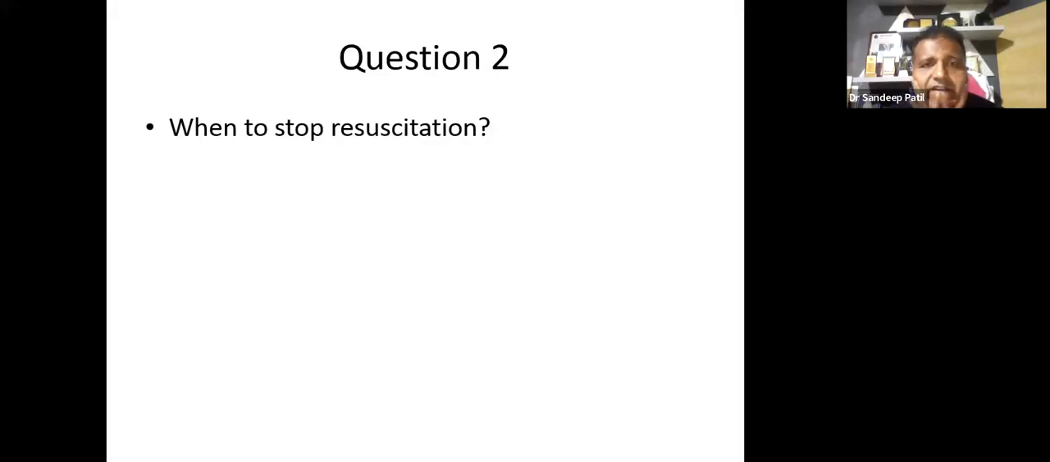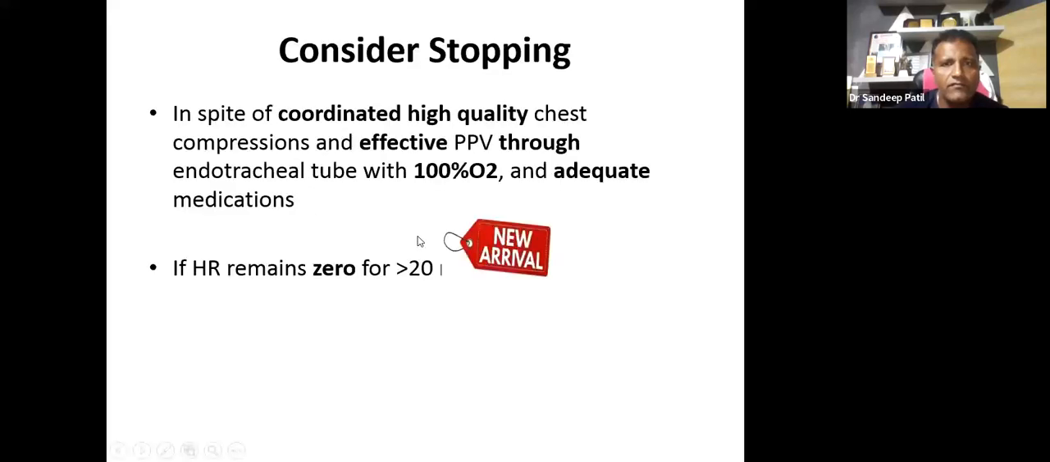Now, second question is when to stop resuscitation. So answers coming are 20 minutes, then 20 minutes of extensive resuscitation till there is no response. So the answer is, in spite of coordinated high-quality chest compressions and effective positive pressure ventilation through the endotracheal tube with 100% oxygen and adequate medications, we should continue it for at least 20 minutes. Clear?